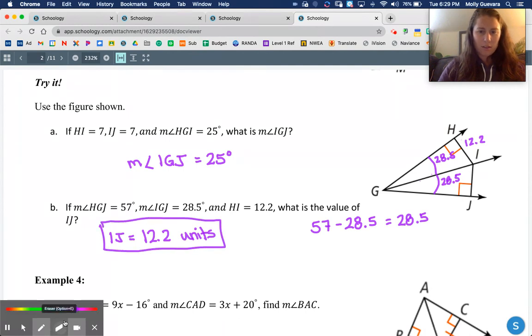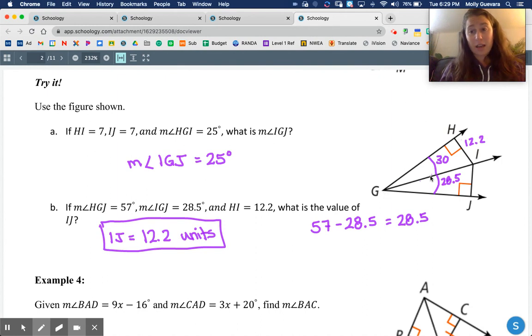Just to show you, if here I got like 30 or something, then IG would not be the perpendicular bisector and we wouldn't have a way to figure out what IJ was. So those two angles have to be the same in order for it to be a perpendicular bisector. Sorry, an angle bisector, not a perpendicular bisector.